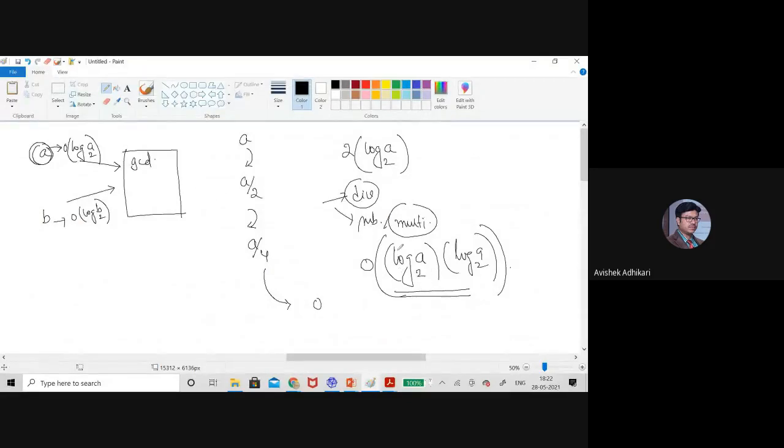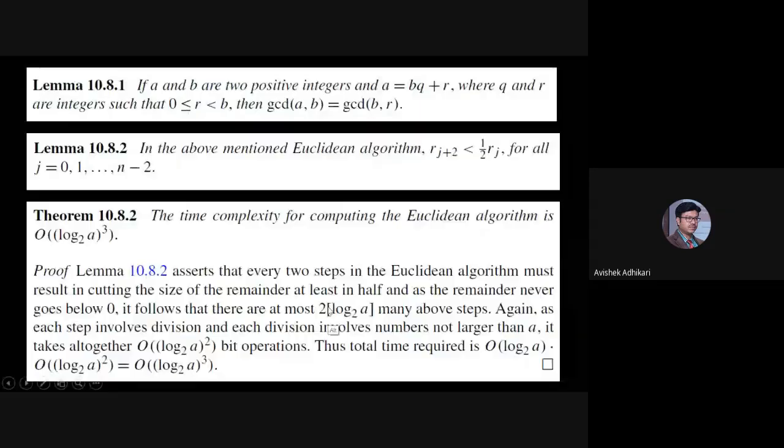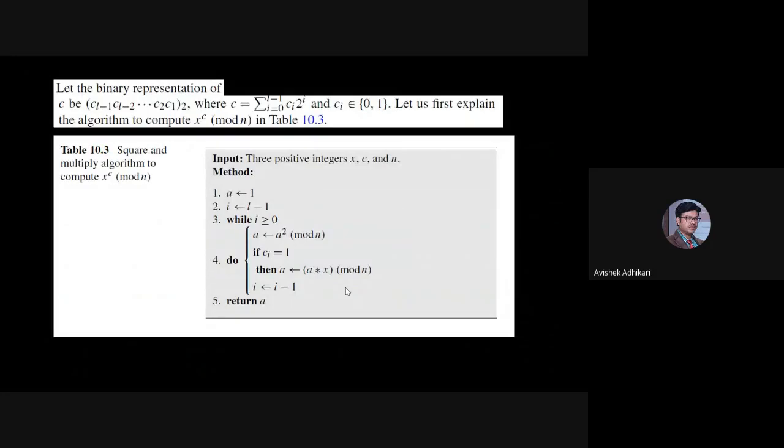And how many steps do you require? You require this many steps. For order, you don't need to think about 2. So this is order of log A base 2 whole cube. Is it clear? Any doubt? If you have any doubt, please have a look at my book. Everything is written with great detail, so you will find everything there. Don't worry.